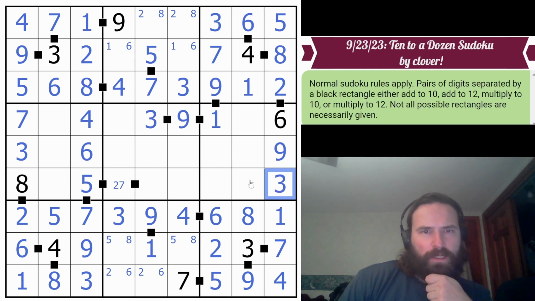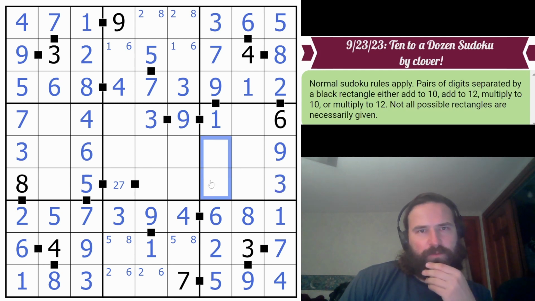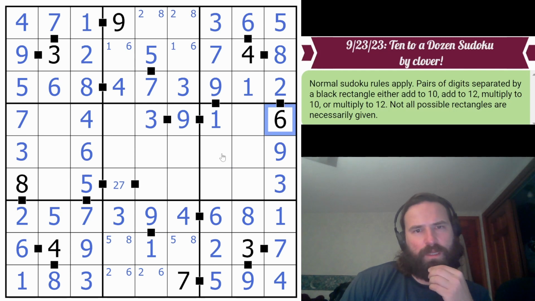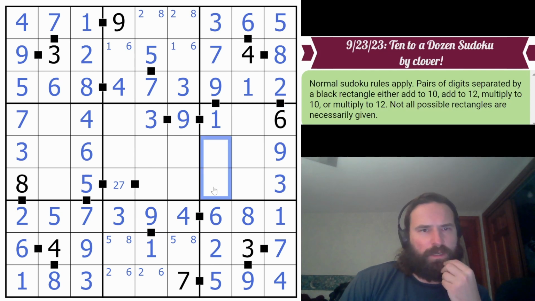Excellent. 2 numbers left here: 1, 2, 3. We need a 4 and a 6. There's a 6 in the box, so we can't need a 6. We need a 4 and an 8. 8's here. This is going to be a 4. This is going to be an 8.